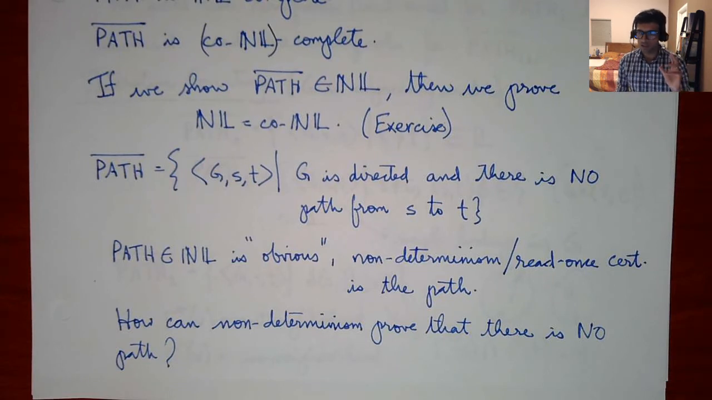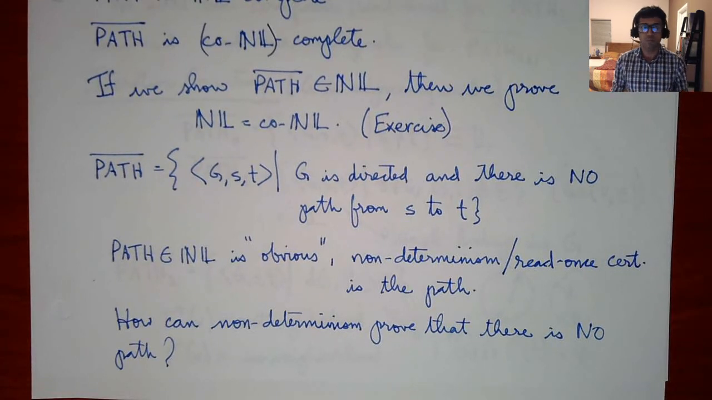Now, in some sense, this throws a spanner into the way you think. My intuition is now shaken. If non-determinism can actually prove that there is no path, then maybe it can also prove that there is no satisfying assignment. Of course, we don't think that is the case, but just throwing that out there.